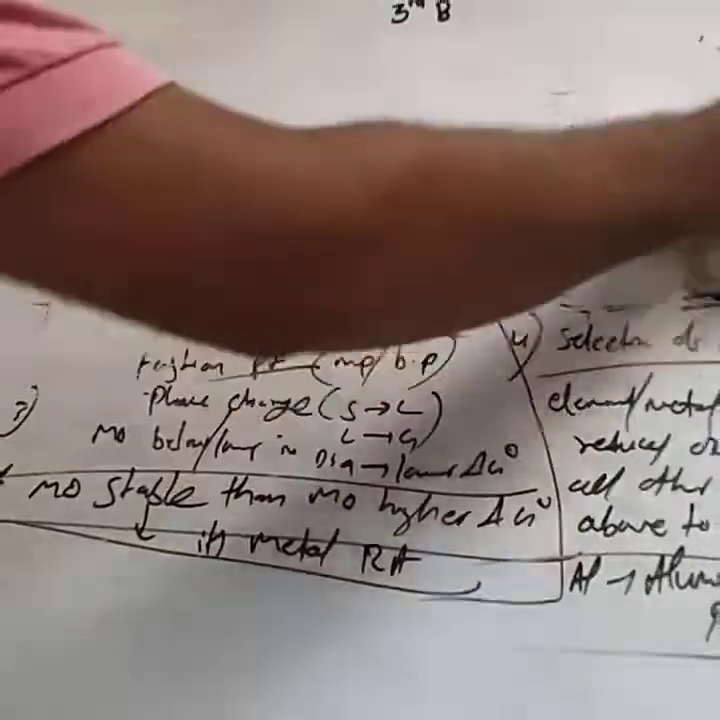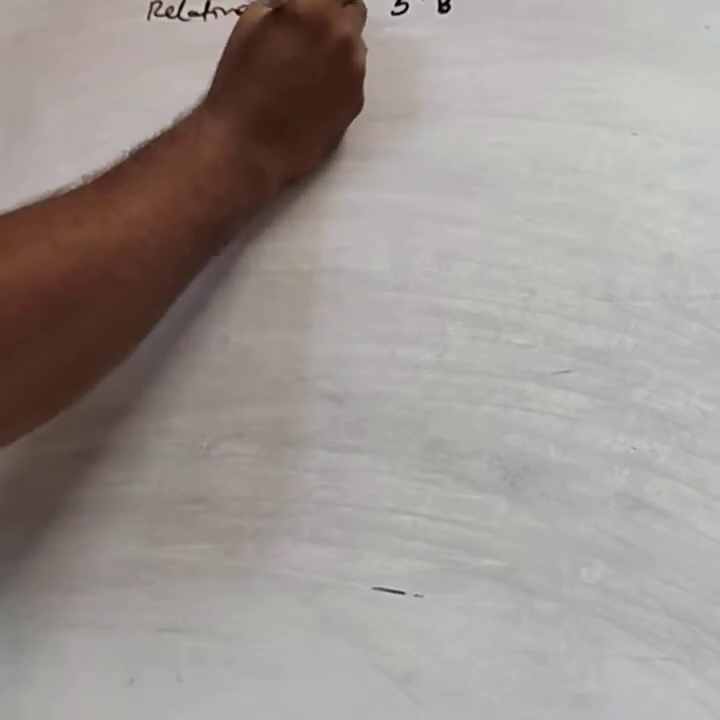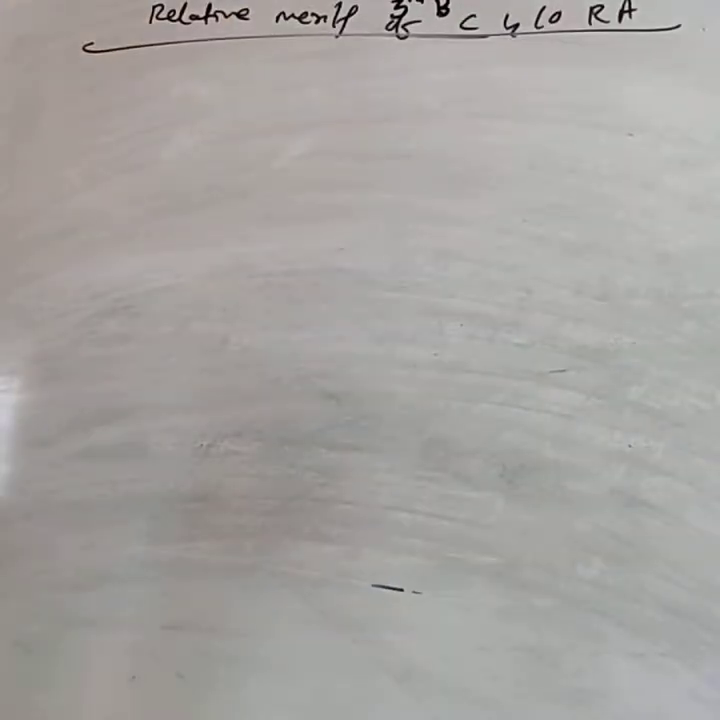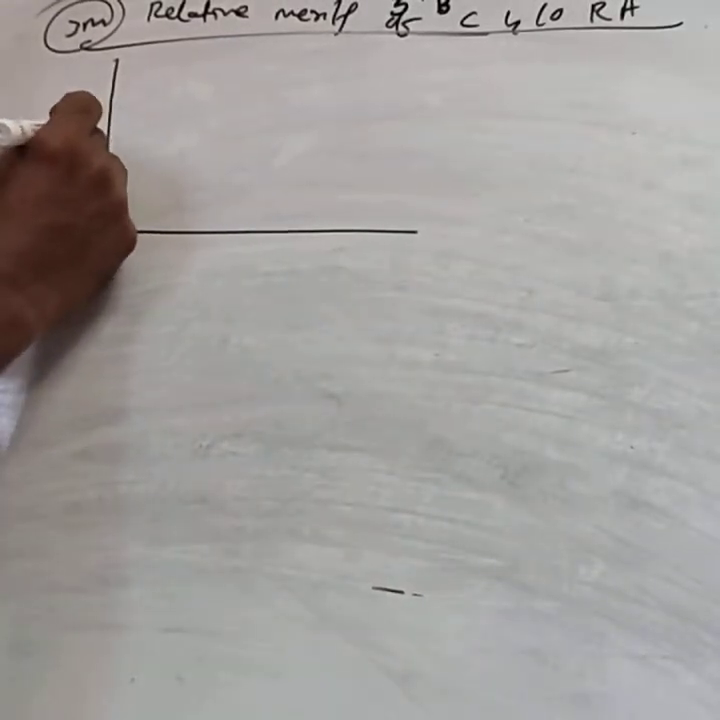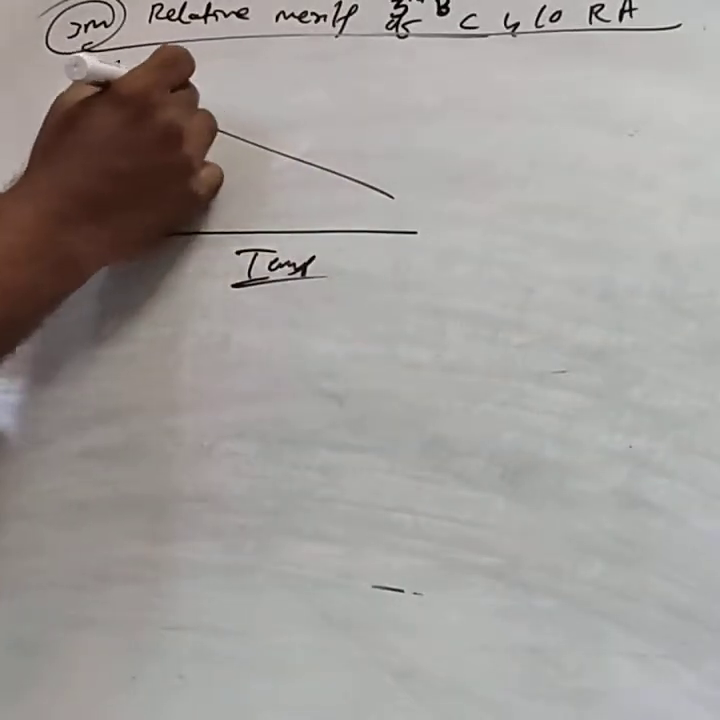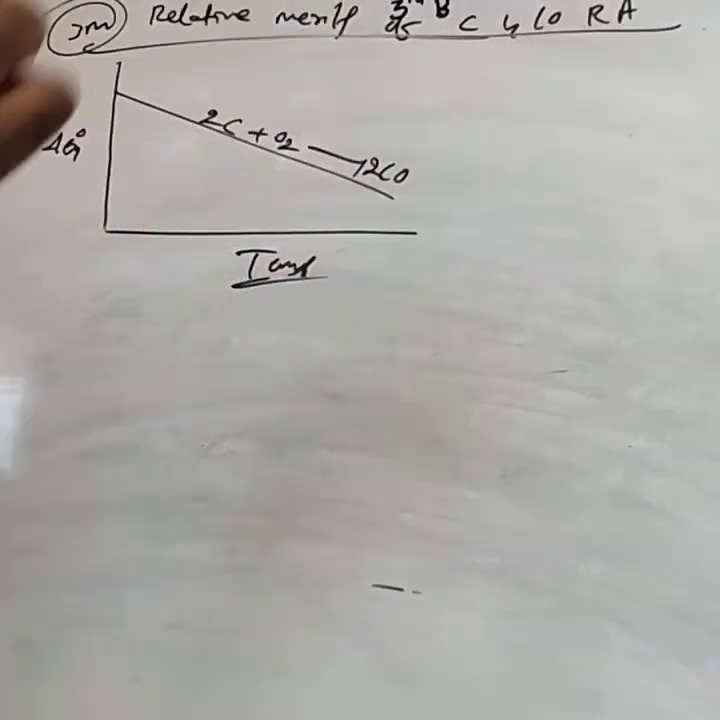Next, you can consider one more question, important for 3 marks: the relative merits of carbon and carbon monoxide as reducing agent. First, you construct an Ellingham diagram. Here is delta G naught, this is temperature. Then this is the C to CO line: carbon C plus O2 converted into CO, 2C plus O2 gives 2CO.